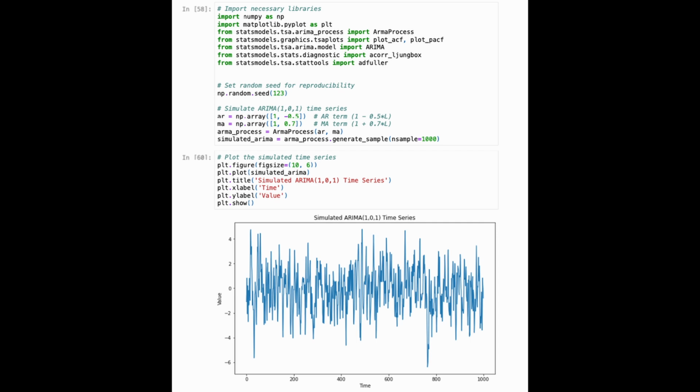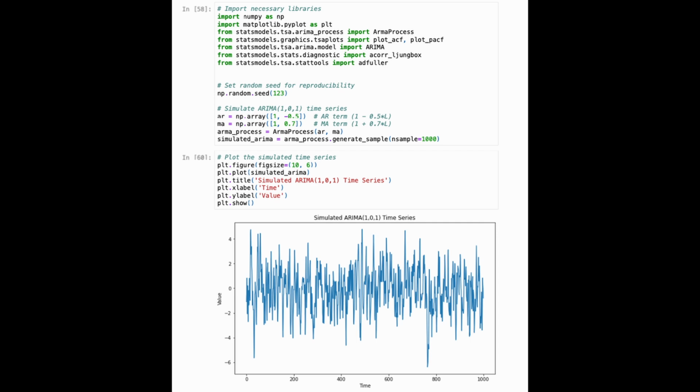First, we simulate a time series using an ARIMA(1,0,1) process. This model contains one autoregressive term (AR) and one moving average term (MA) without differencing. The AR coefficient is 0.5, and the MA coefficient is 0.7.